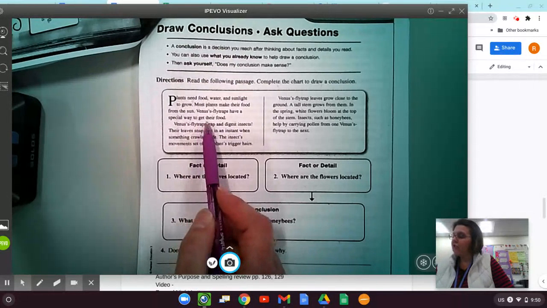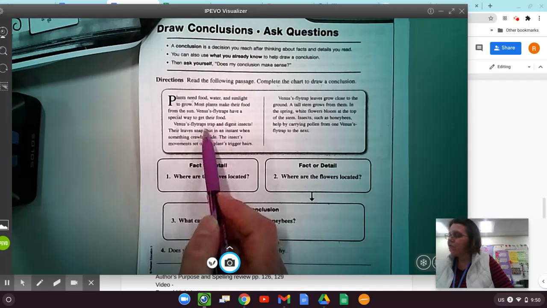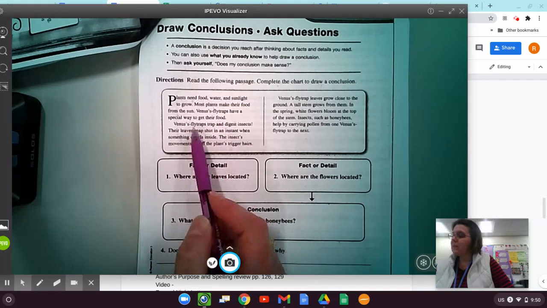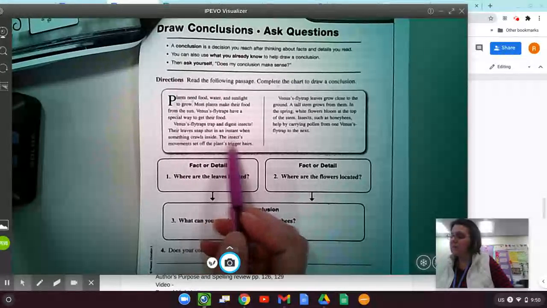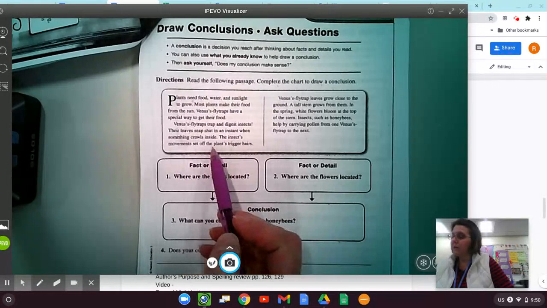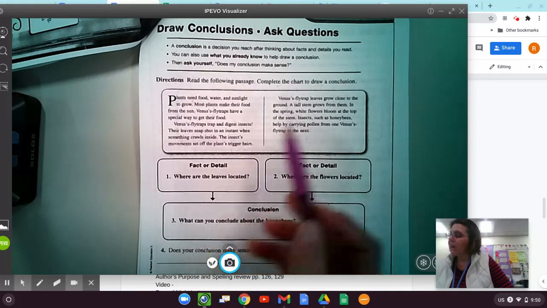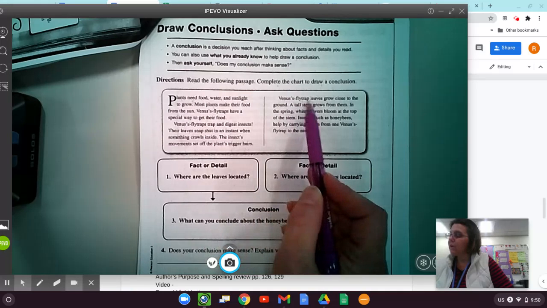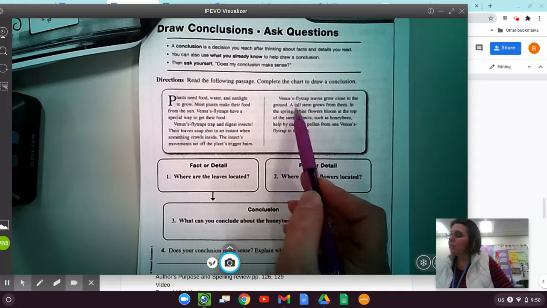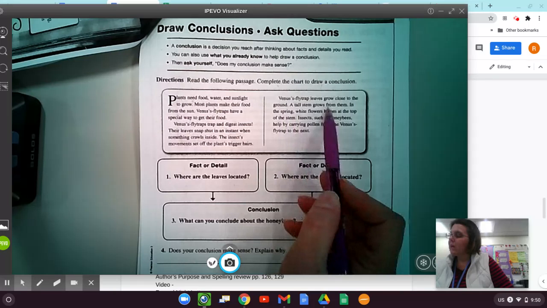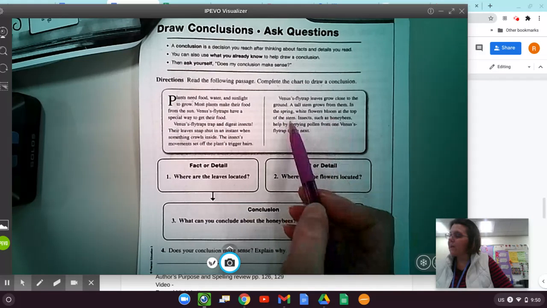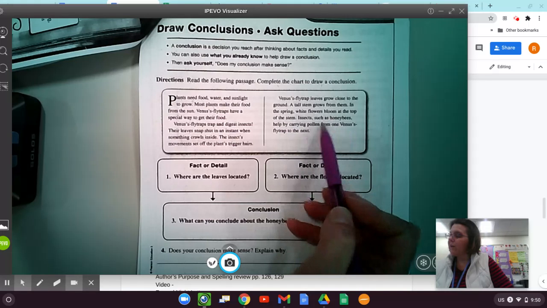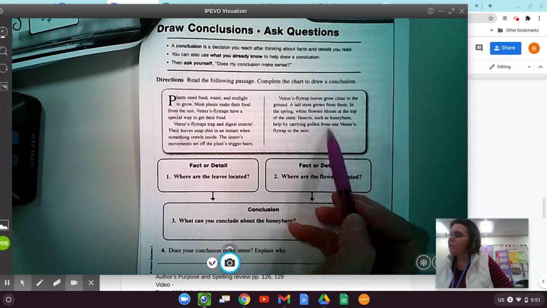Venus's flytraps have a special way to get their food. Venus's flytraps trap and digest insects. Their leaves snap shut in an instant when something crawls inside. The insect's movements set off the plant's trigger hairs. Venus's flytrap leaves grow close to the ground. A tall stem grows from them. In the spring, white flowers bloom at the top of the stem. Insects, such as honeybees, help by carrying pollen from one Venus's flytrap to the next.